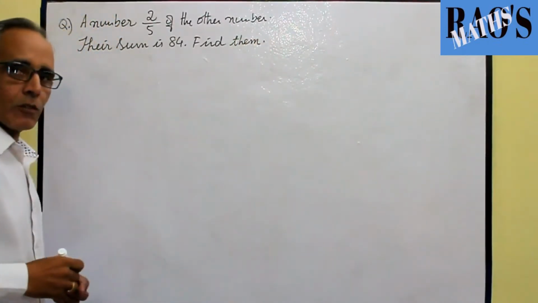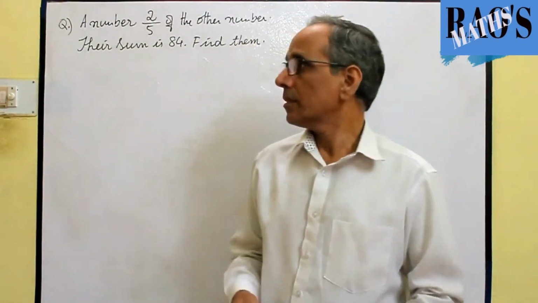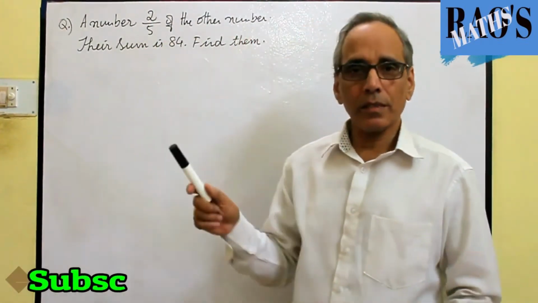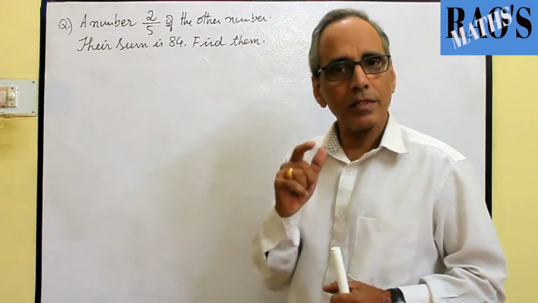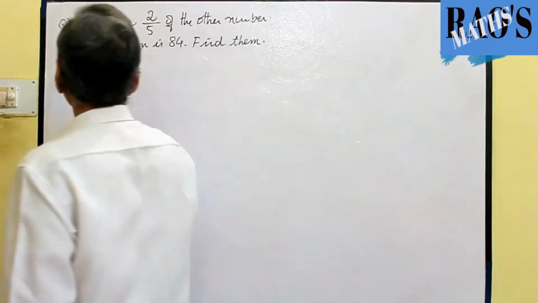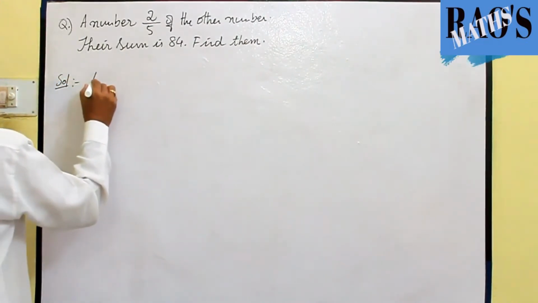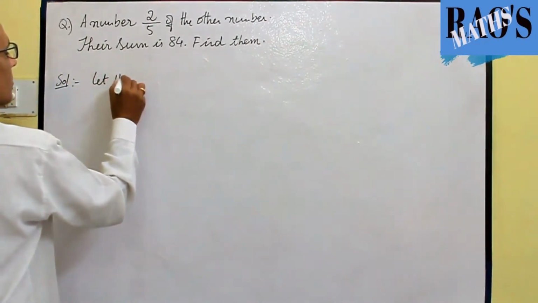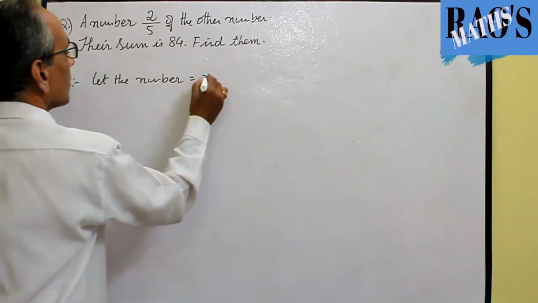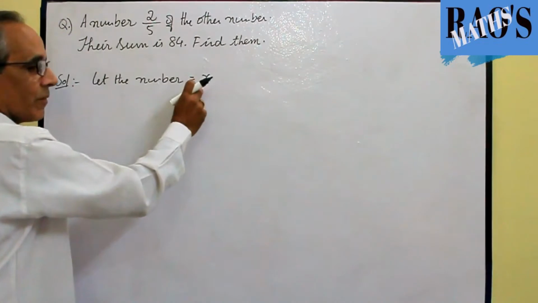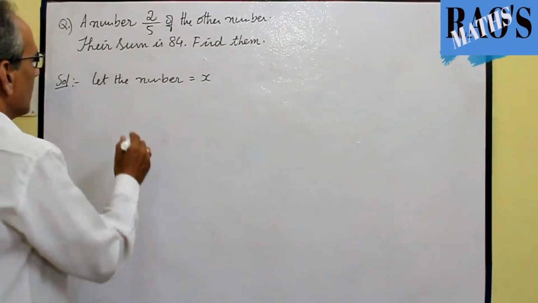So in this question we have two numbers. One is unknown and the second number is 2/5 of the unknown number. So here we define the unknown number as a variable x. So in my solution I define, let the number be equal to x. The other number I defined as x. Therefore the second number is 2/5 of this x.